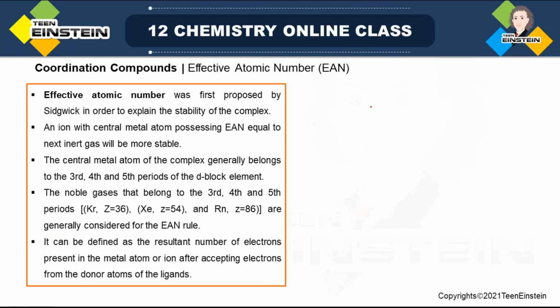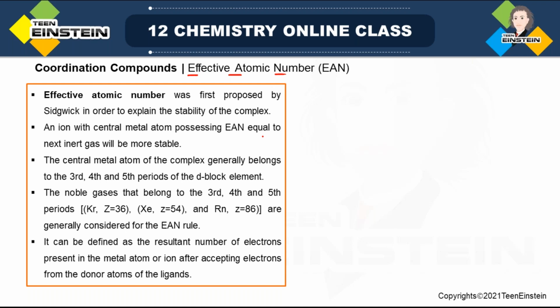So effective atomic number, in short we call it EAN. This concept was first proposed by Sidgwick, and the purpose behind it is to explain the stability of the complex. Suppose any coordination compound is given, and after calculation of EAN, there are some specific rules based on which you can understand, just by looking at the EAN value, whether it is a stable coordination compound or not. That is the purpose behind this concept, to explain the stability of the complex. An ion with a central metal atom possessing EAN equal to the next inert gas will be more stable.